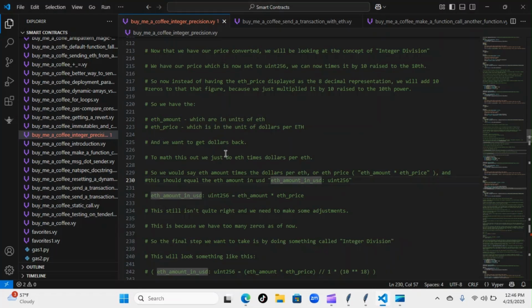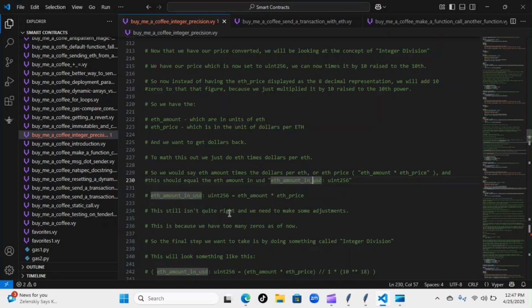And then we want to get back dollars. To do this math, we just do ETH times dollars per ETH. So we would say ETH amount times the dollars per ETH, or ETH price. And it will look like this: the ETH amount times ETH price. And this should equal the ETH amount in USD, which is going to be an unsigned integer 256. Now the ETH amount in USD is going to be like this: uint 256 equals ETH amount times ETH price. So this right here should get us back this.